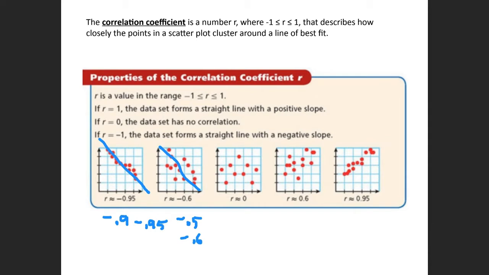Now for this problem, I could draw a line here, I could draw a line here. So there really isn't any correlation between these points. There's no line you could draw that would have them all on it. So we would say that the correlation coefficient would be 0.